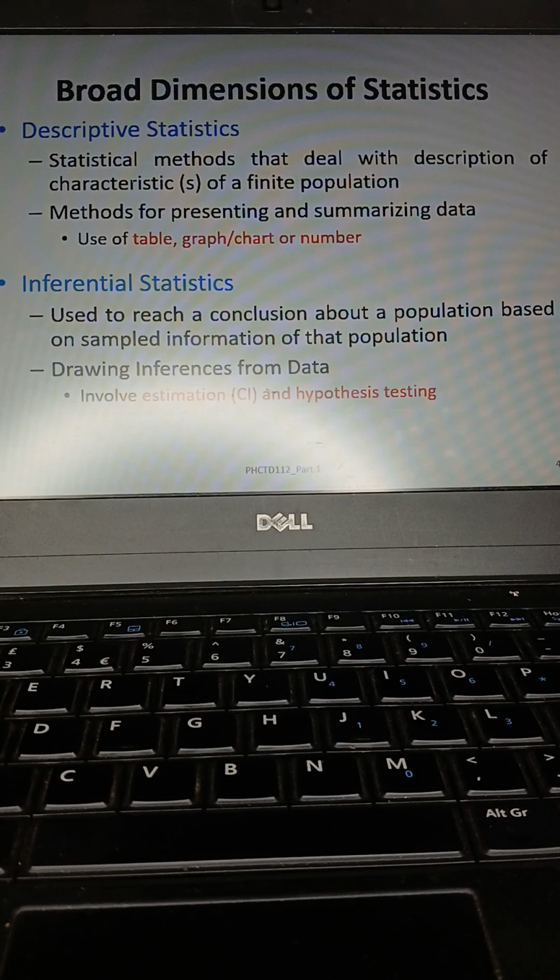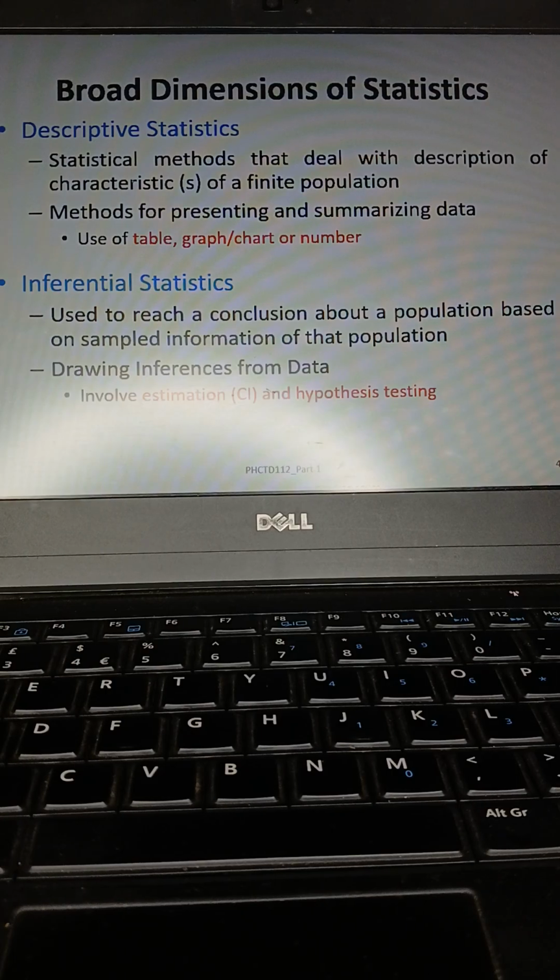That is, you are using statistical methods that deal with description of characteristics of a population. Just like we said in our last class, we talk about trying to take the height of all the students in your country. So it's just the description of the characteristics. The characteristic here is the height of the students of a finite population, which means your country. Then we have the methods for presenting and summarizing data.